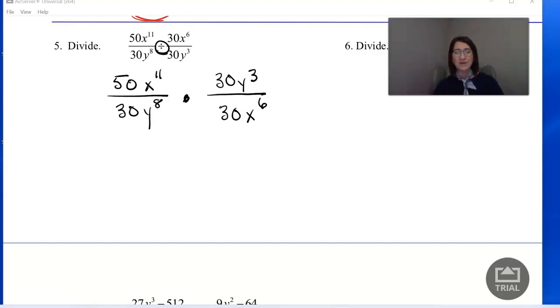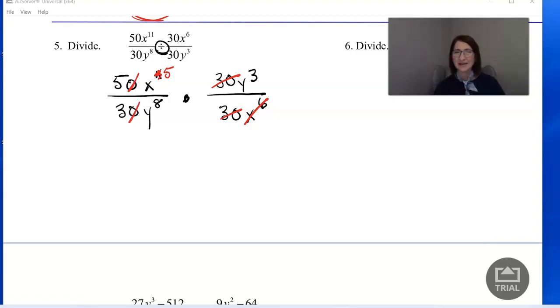Okay? Now we can go ahead and we can do all that reducing. So the first very obvious thing that I can see is this 30 and this 30. Just got to get rid of them. Okay? Then the 50 and the 30, I can divide both by 10, which really gets rid of the zeros. Now I have my x to the 11th and my x to the 6th. So if I take 11 minus 6, my x to the 6th goes away, and that 11 becomes a 5, because 11 minus 6 gets us to 5.